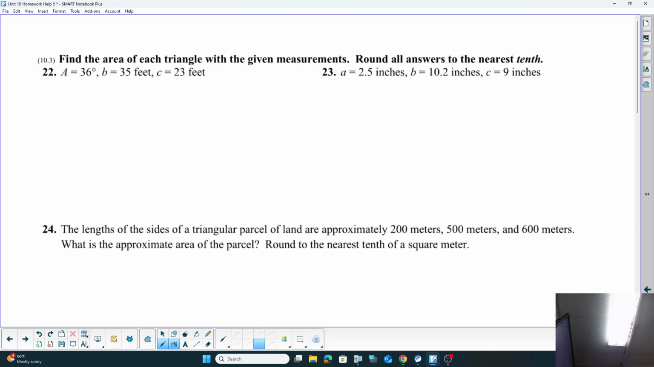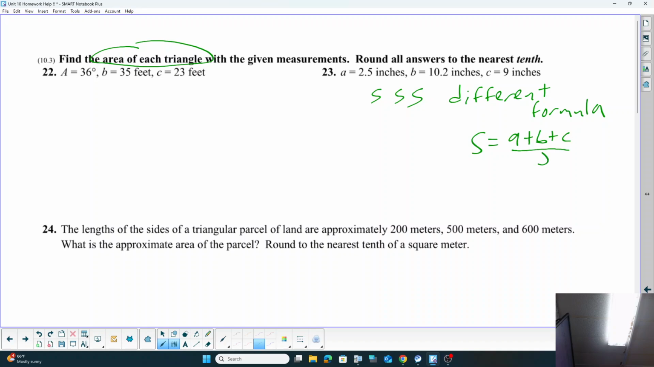Use law of cosines. So now we're on the back side where we're going to use the area. We're going to find the area of each triangle. We have a formula for side, side, side if you want to use it. There's actually a different formula for the area, up to you if you want to use it. So S is equal to A plus B plus C divided by 2. So S is equal to 2.5 plus 10.2 plus 9, all divided by 2. And then after you do that, we're going to plug into this formula for the area.